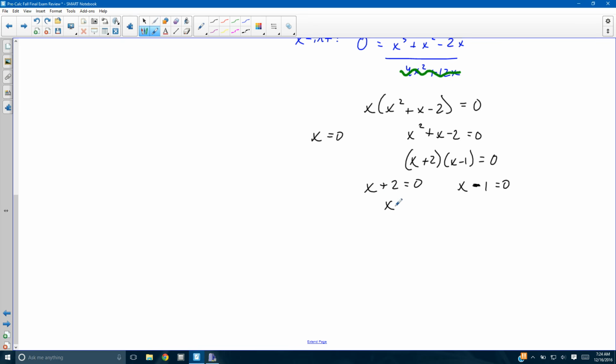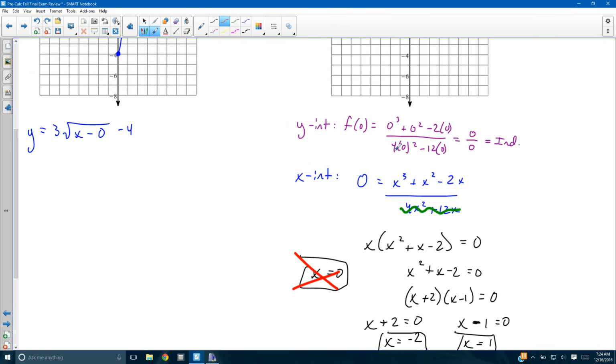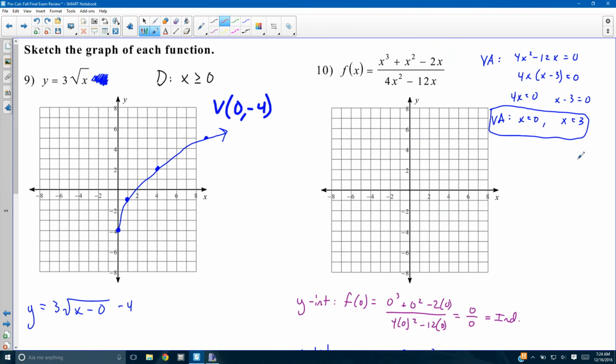If x plus 2 equals 0, then x equals negative 2. And if x minus 1 equals 0, then x equals 1. Now, x equals 0, once again, did not work because when you substitute 0 for x, you end up dividing by 0 in the denominator. That one is an issue. We've already established that if you put in 0 or 3 in there, that would happen.